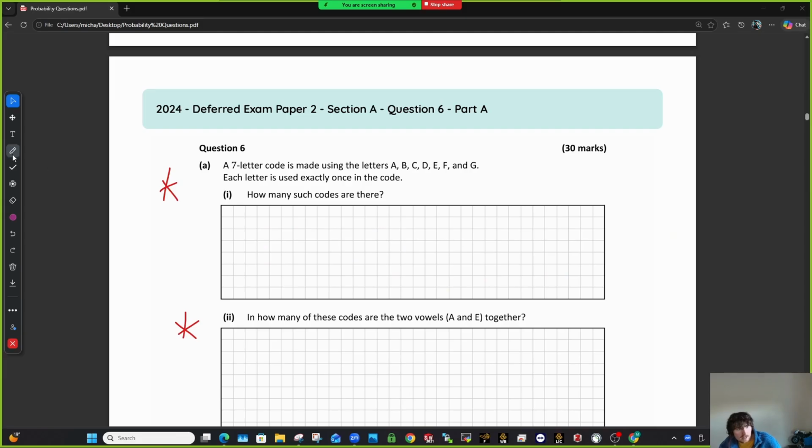Right. So then they have a funny thing down here. So this kind of question comes up. This gets repeated quite a bit, where they make you put the vowels together, or they make you put something first in the word, okay? So these are important. They come up in past papers. And how many of these codes are the 2 letters A and E together? Right, we need to visualize this. So let's get back our 7 empty boxes, okay?